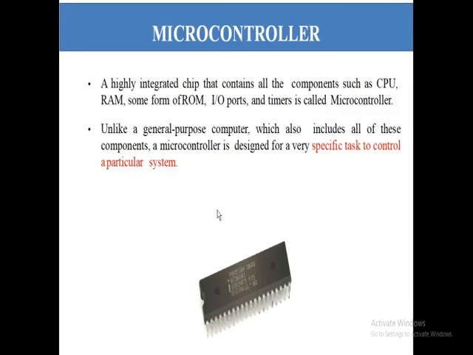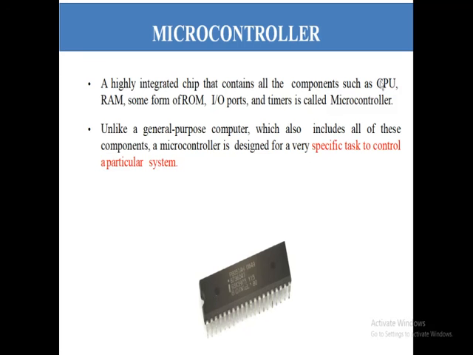The next one is the microcontroller. A microcontroller is also a chip. That chip contains the components: central processing unit, RAM, ROM, IO ports and timers. A microprocessor only contains a CPU. But a microcontroller contains memory like RAM and ROM, IO ports and timers, and also the CPU.